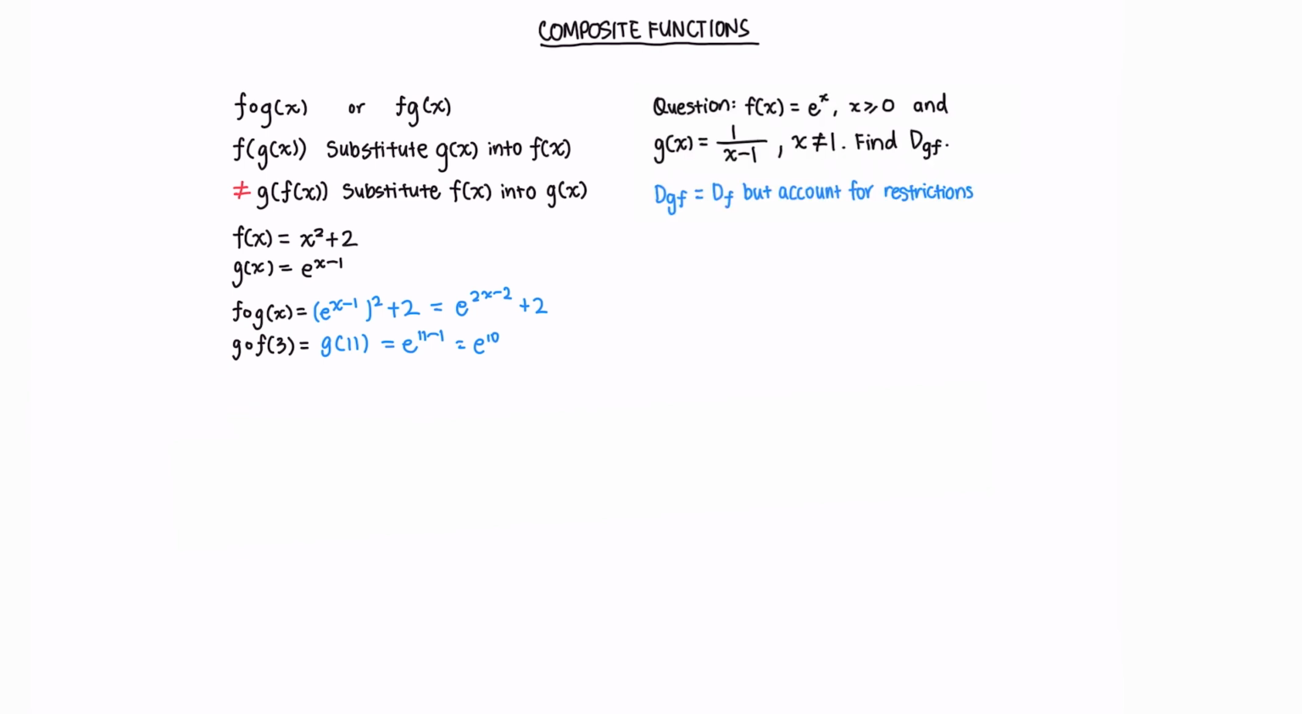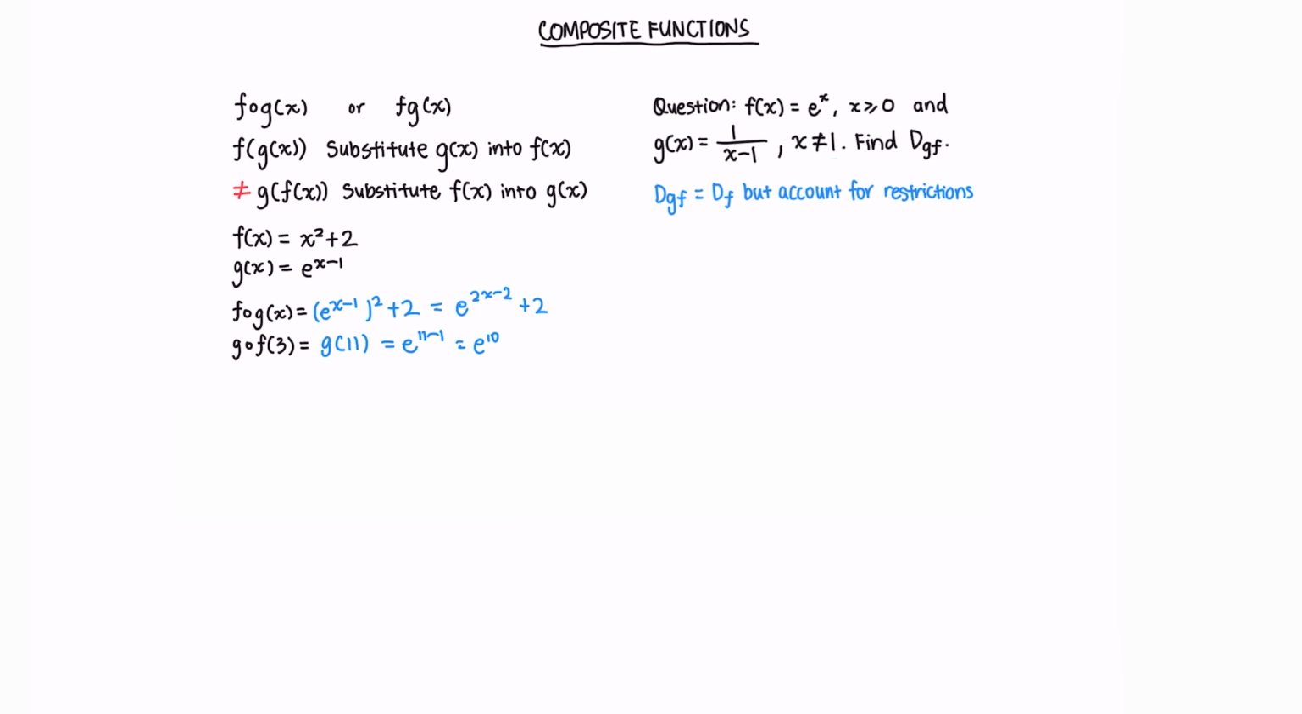Alright, let's try our question. f(x) equals e to the power x, that's your expression, and x is more than or equal to 0. So that's the domain of f(x) that they gave to you already. So let's follow this domain. And g(x) equals 1 over x minus 1, where x is not equal to 1. Find the domain of gf.